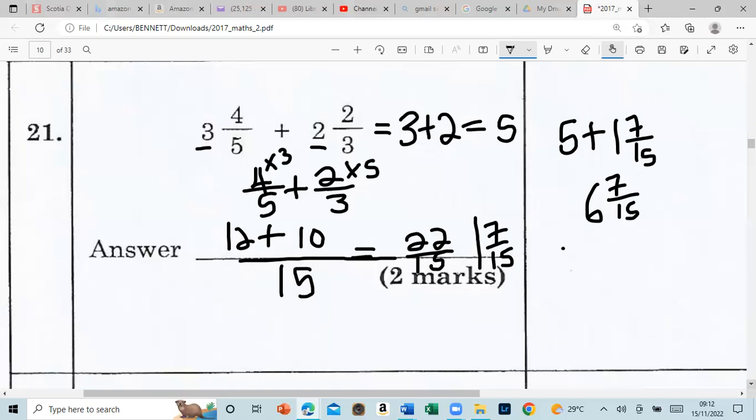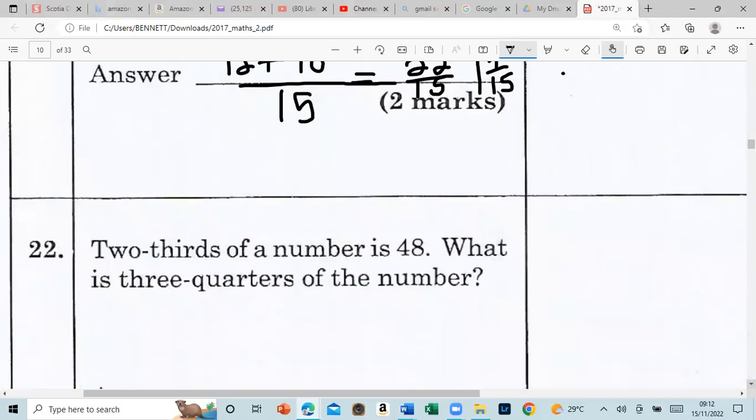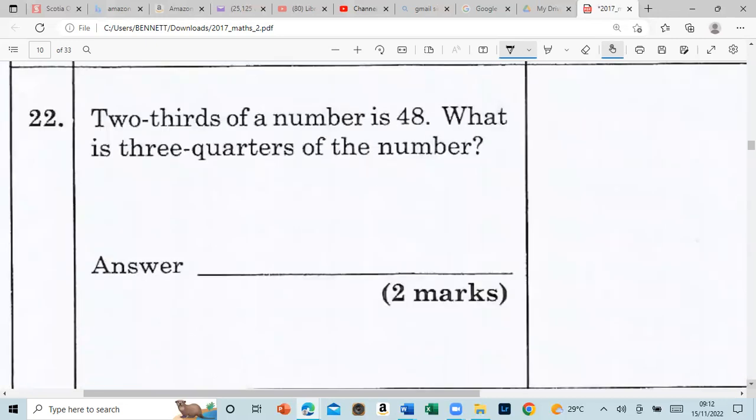So let's move on to 22. This one is very, very technical. Alright, typical CSEC question also. It says 2/3 of a number is 48. What is 3/4 of the number? So first we need to find a number such that when we find 2/3 of it, it is equal to 48. Alright, I know you guys are young, but nevertheless. So we can say 2/3 of the number. Of means to multiply. So we multiply. Let's just call the number y. And that should give us 48.